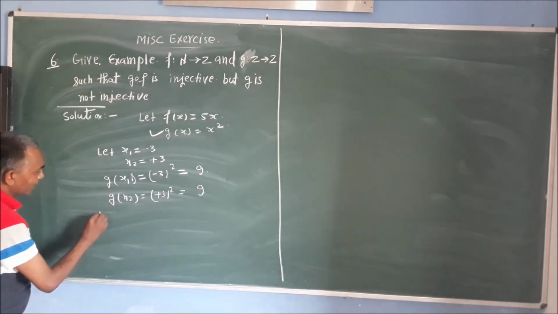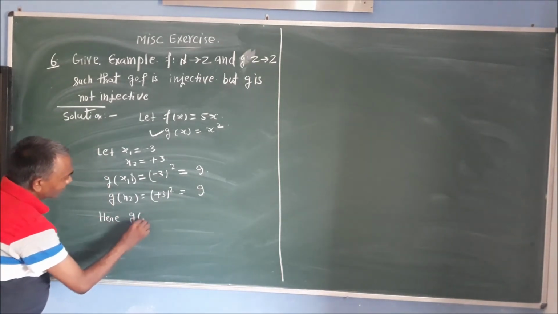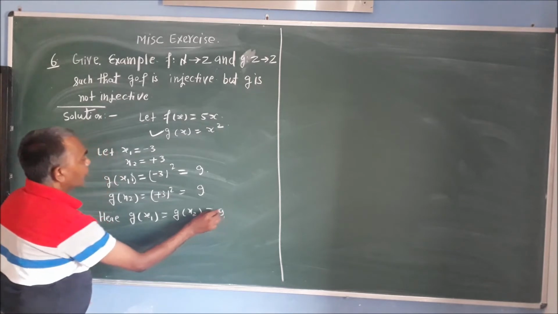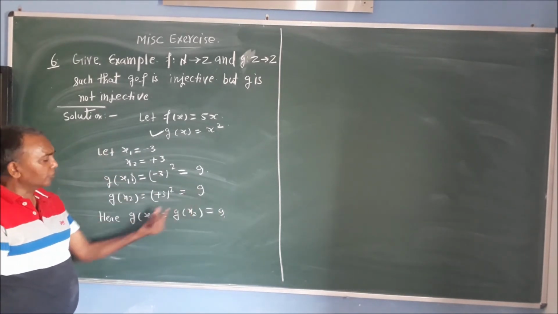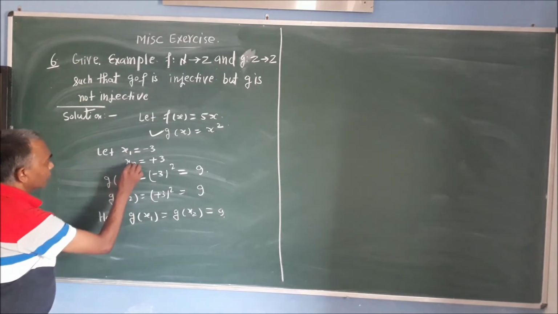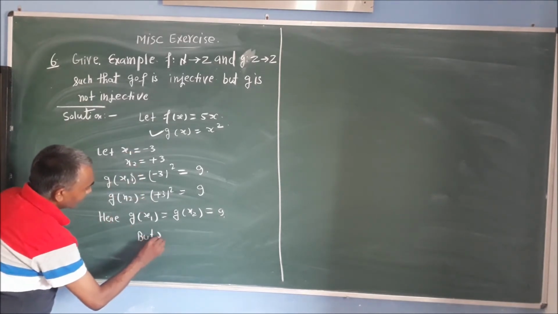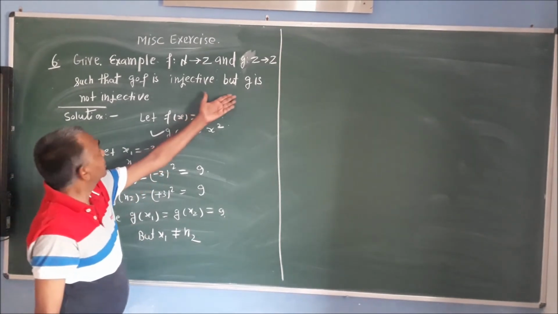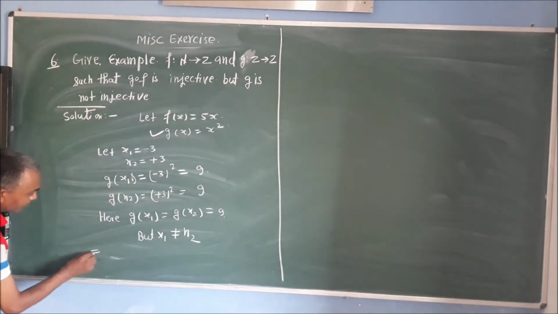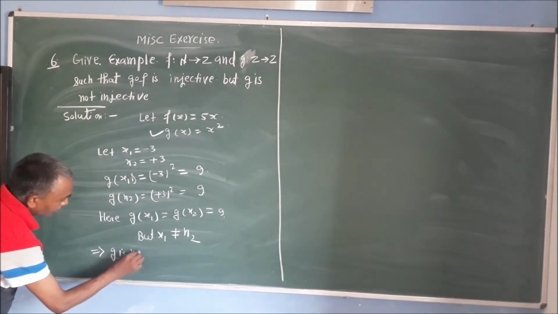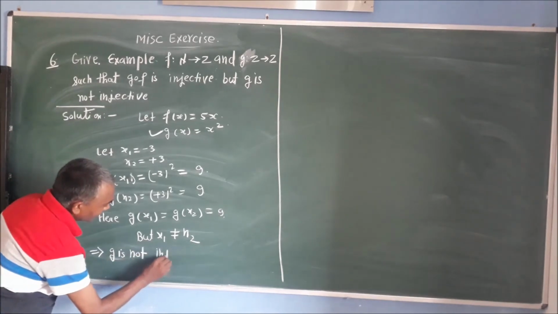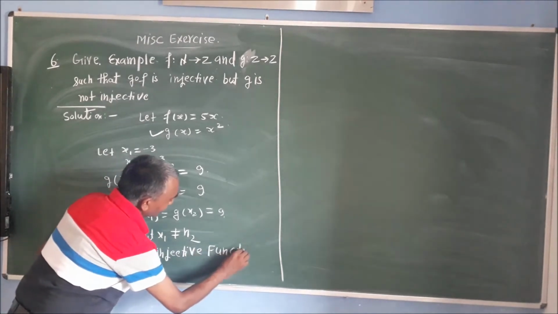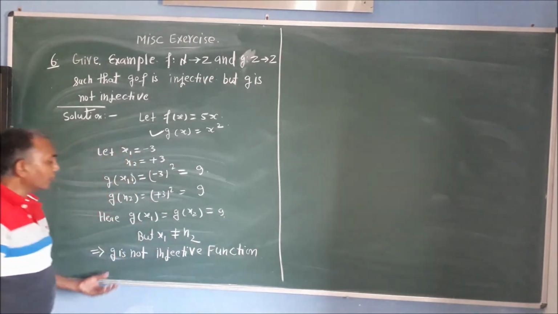So we have seen here that g of x1 is equal to g of x2 is equal to 9. Both are equal, but x1 is not equal to x2. What does it tell? It tells that this g is not an injective function. This implies g is not injective, which means it is not a one-one function.